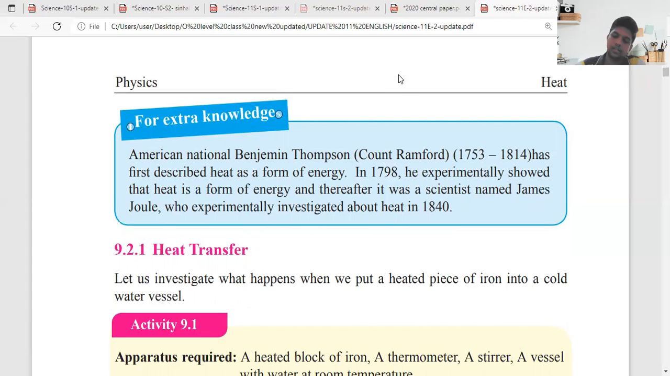So in this extra knowledge part also, there is something that you want to know. The American national Benjamin Thompson first declared heat a form of energy. So now we all know heat is a form of energy. It was first explained by Thompson.